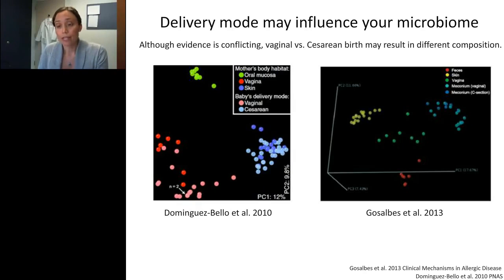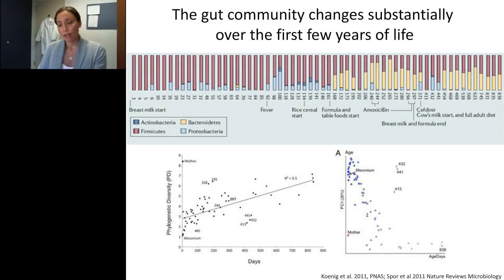However, others who have attempted to replicate this study have found that mode of birth doesn't really matter quite so much as previously thought. Regardless of your mode of birth or mode of delivery, the human gut microbiome changes rapidly and dramatically over the first few years of life and is influenced by a number of factors, including diet, illness, antibiotic exposure.